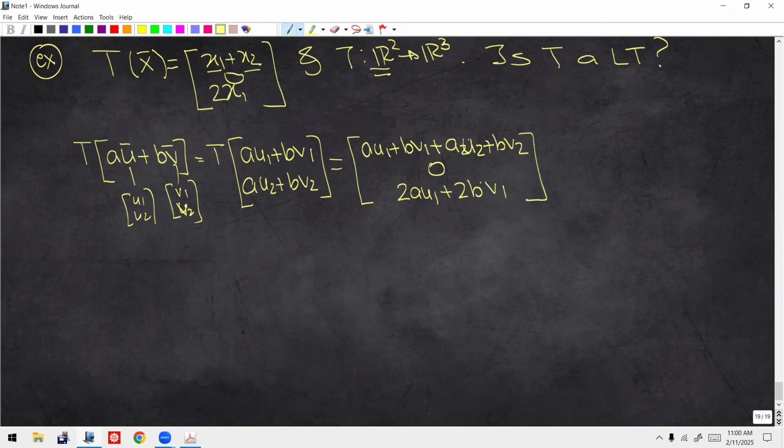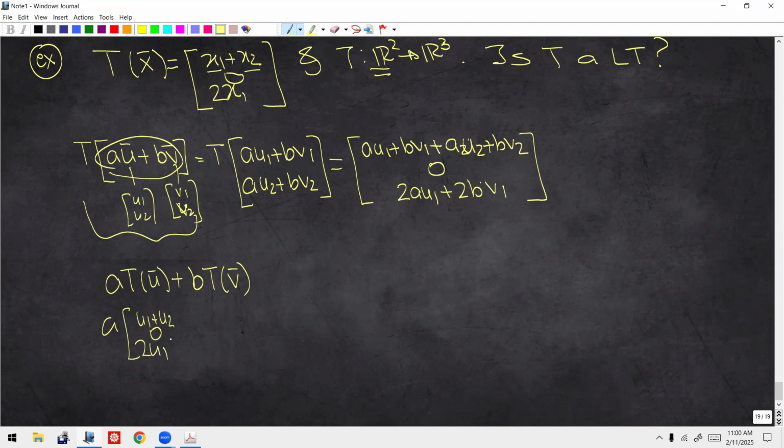All right, remember, what should this give us? If I take this vector and transform it, if it's a linear transformation, I should get this. Correct? And what does this look like? What is T of U? Well, it'll give us U1 plus U2, 0, and 2U1. And what is T of V? And again, this is me showing you what we are looking for so you can see.